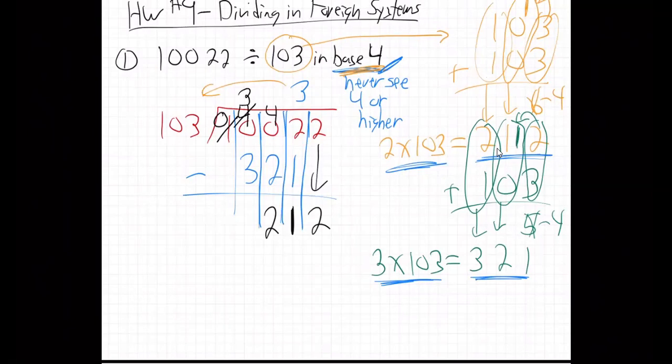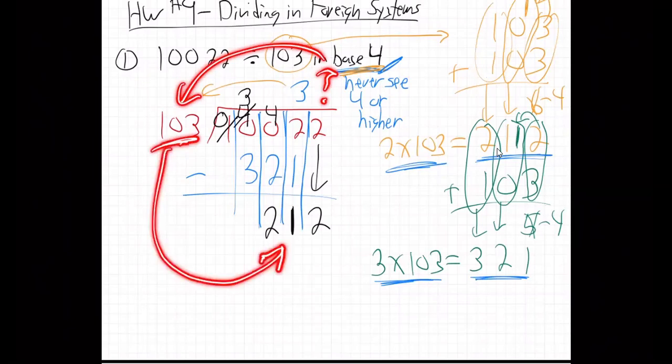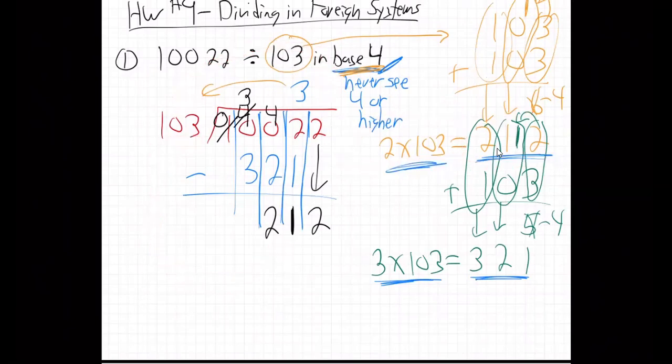So here we go. What am I going to put here times 103 that'll make 212? Yeah, it's right here. That's why we did these times tables, repeated adding times tables ahead of time, because we're going to need them to do long division. So 2 times 103 is 212. So there we go. 2. So 2 times 103, 212, done.